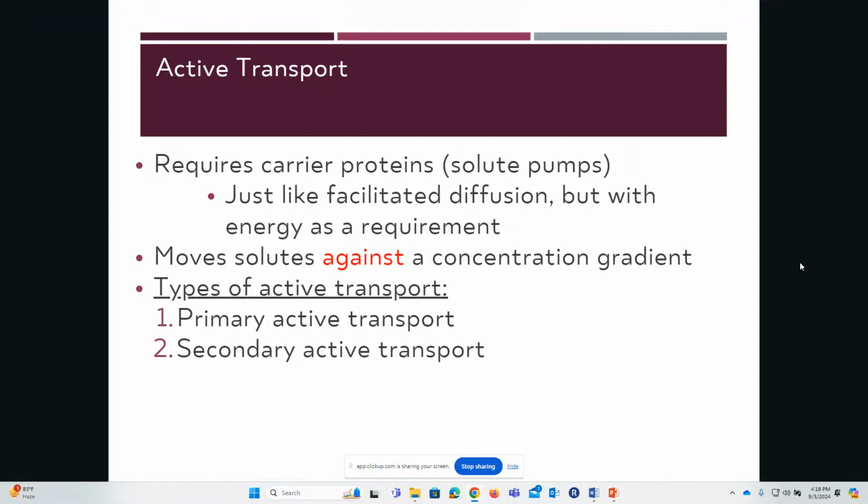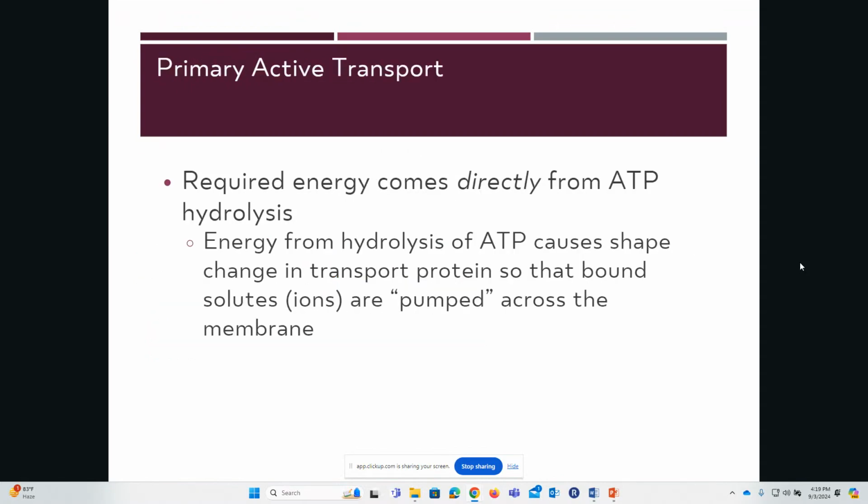And there's actually two types of active transport, primary and secondary active transport. Primary active transport is when the energy required for this transport comes directly from ATP hydrolysis, or the breakdown of ATP. The breakdown of ATP releases energy, and that powers a channel or protein pump in order to allow something to cross a membrane against its concentration gradient.